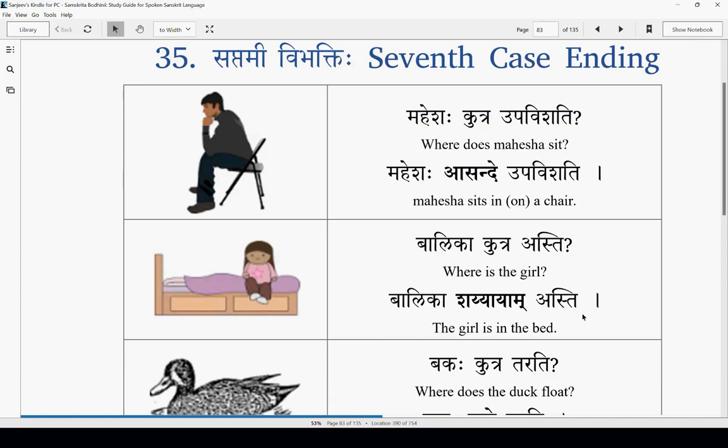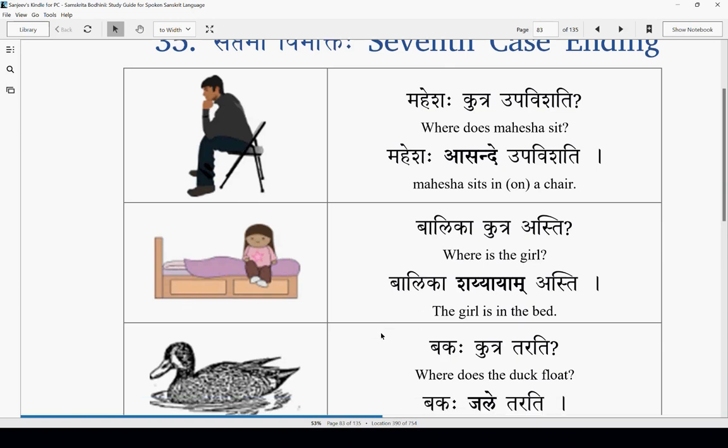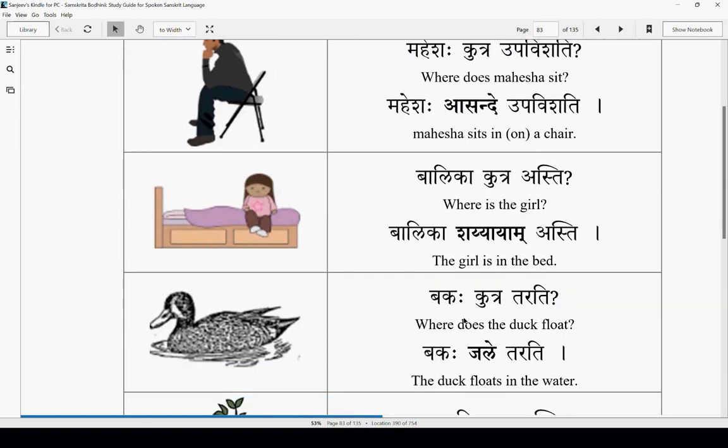Balika shayyayam asti. Now, because we use kasmin as a pullingam, because we don't know exactly where she is sitting, we can use kasmin, or if you know, we can use kasyam. Balika kasyam asti. Balika kupyam asti. Kupi means like a well. Kupyam asti or vapyam asti. Nadyam asti. You can use it.